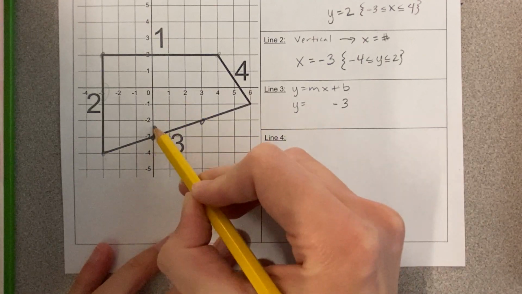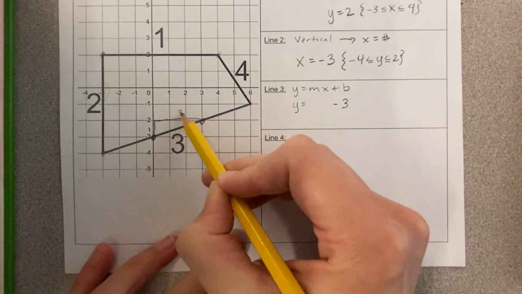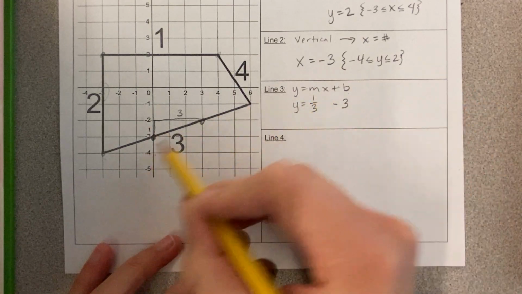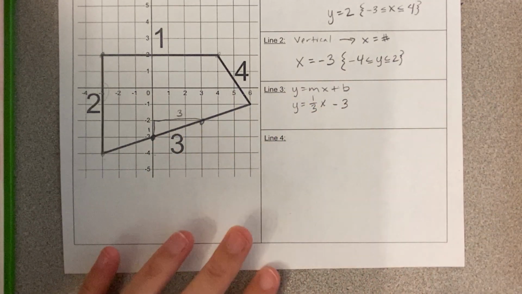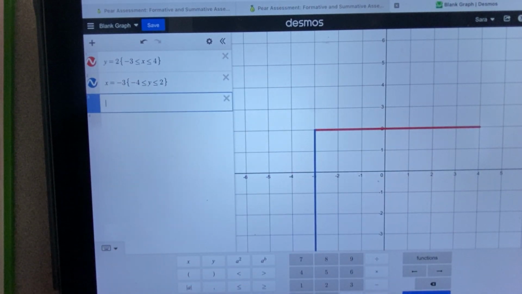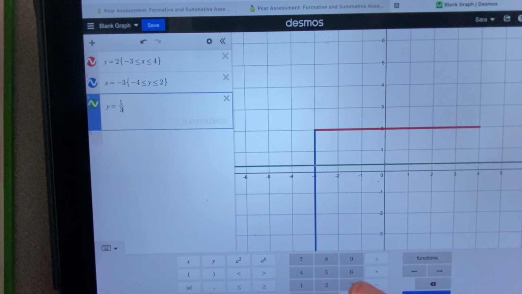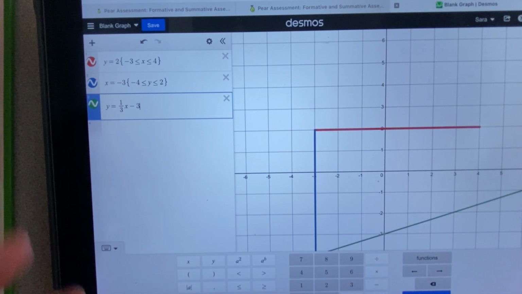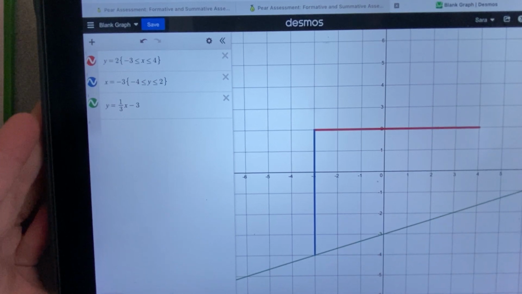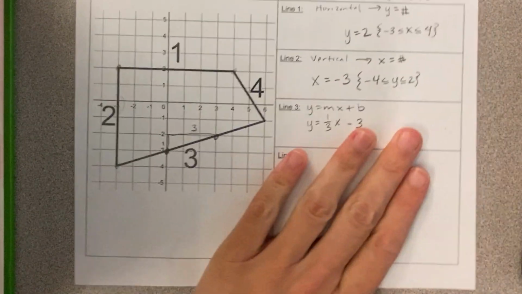And I'm going to count my rise is 1, and my run is 3. So my slope, I notice it's a positive slope, so it's positive 1/3 x minus 3. Okay, and before I even type the domain, I'm going to go ahead and type my equation and make sure I'm on the right track. So I got 1/3 x minus 3, and I check and make sure it looks right. Yeah, it's hitting my blue line. It's slanting up just the way I want it to.